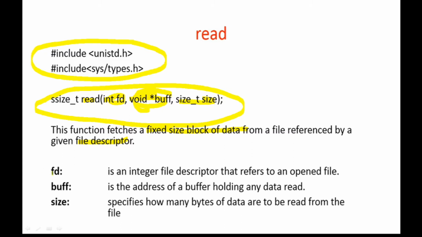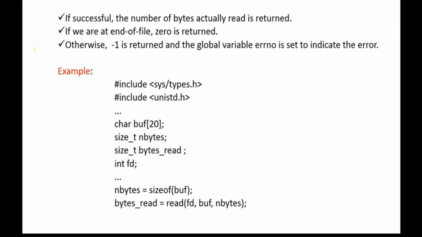See what it is going to say here. fd is an integer file descriptor that refers to the open file. Already it has been opened by using the open system call. Then buffer is the address of the buffer which is holding the data to be read. Size specifies how many bytes of data are to be read from the file, that will be present in the size parameter.